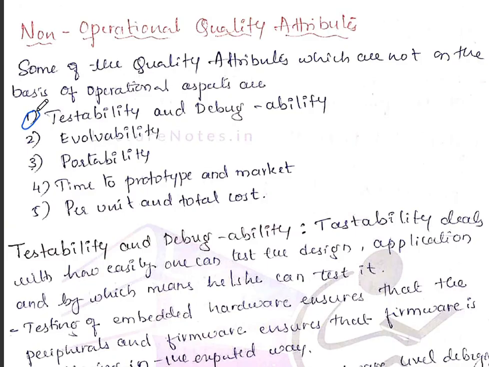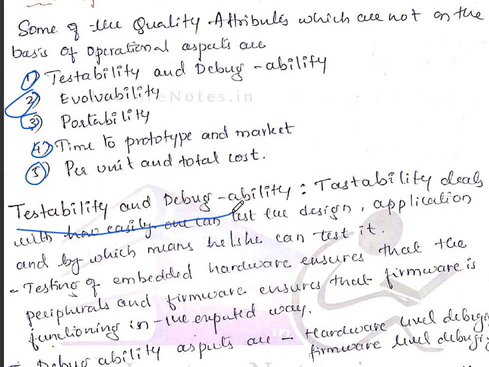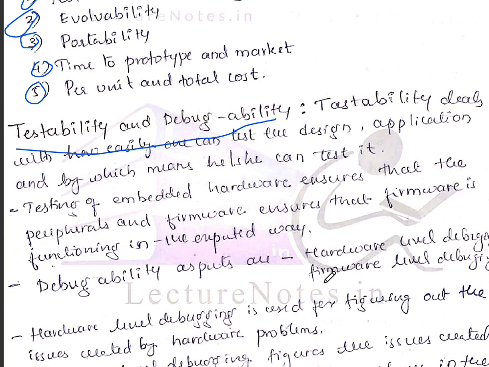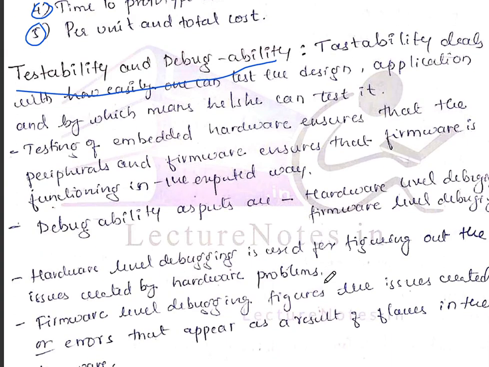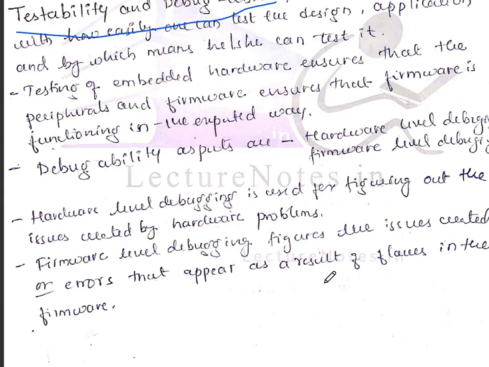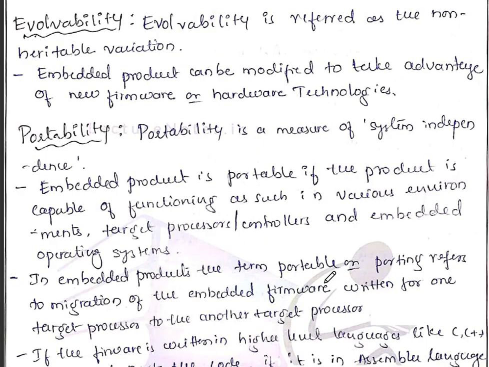Here we have testability and debuggability, evolvability, portability, and time to prototype and market, as well as the per unit and total cost. So first we'll discuss testability and debuggability. Testing of an embedded hardware ensures that the peripherals as well as the firmware are functioning properly and in an expected way. Debuggability would mean rectifying the errors both at the hardware level as well as at the firmware level. Firmware level debugging would be figuring out the issues or errors that appear as a result of the failure in the firmware.